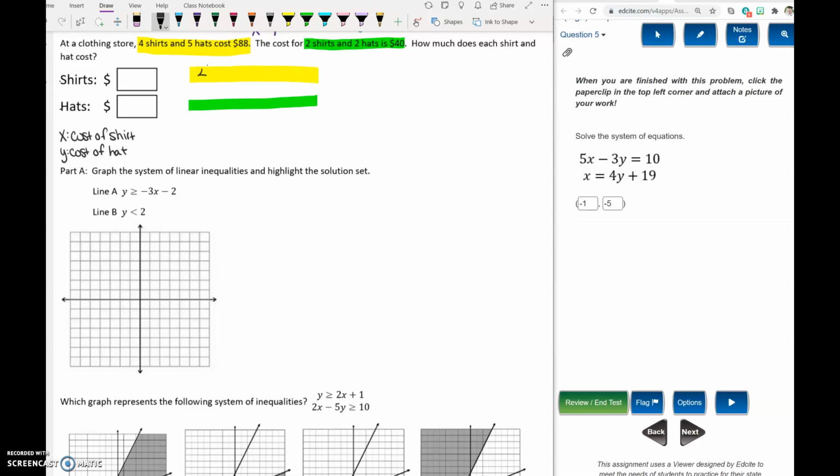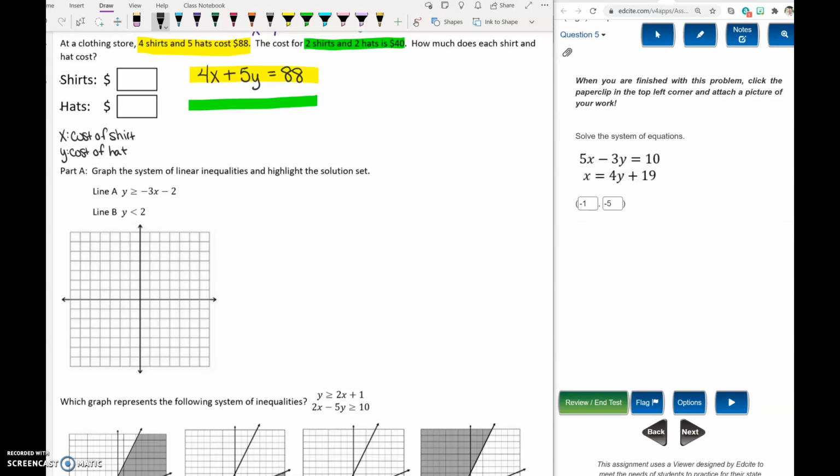So if I'm getting 4 shirts, if I multiply that times the cost of the shirt, that's how much money I'm spending in shirts. 5 hats times the cost of each hat gives me how much money I'm spending in hats. For example, if the shirts are $10 each, 4 shirts would be $40 because 4 times 10 is 40. Or if the hats were $10, 5 hats at $10 each would be $50. I'm adding up how much money I'm spending, and it's a total cost of $88. So that's our first equation.